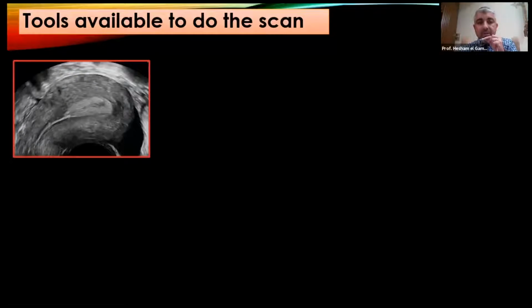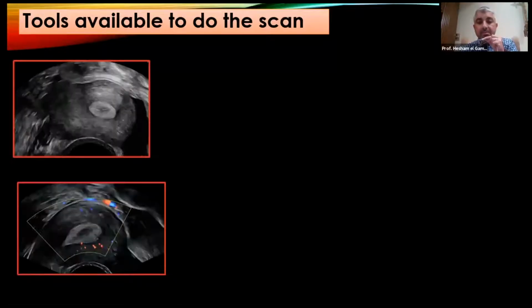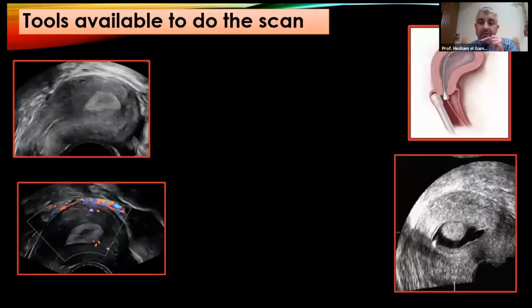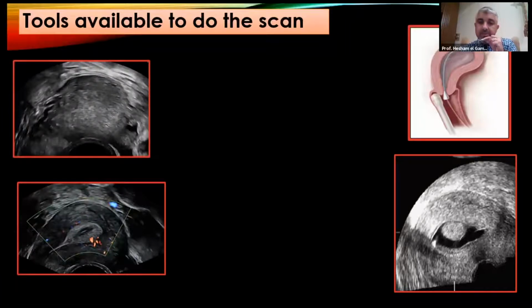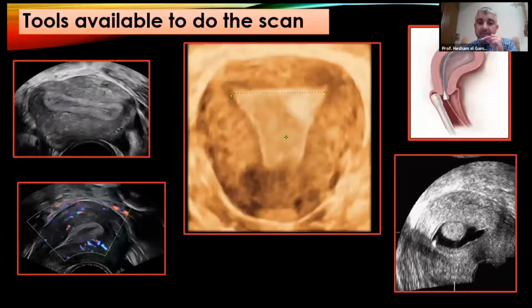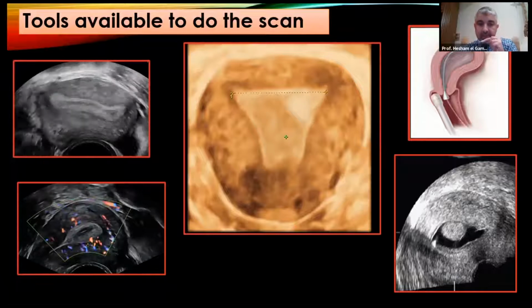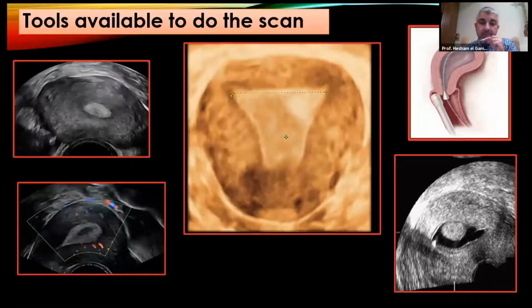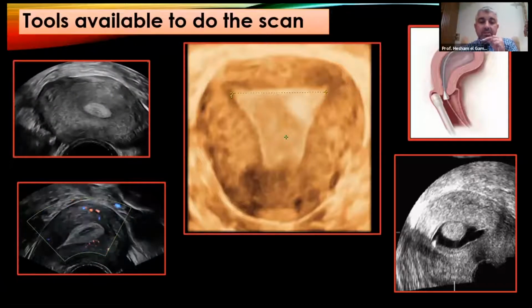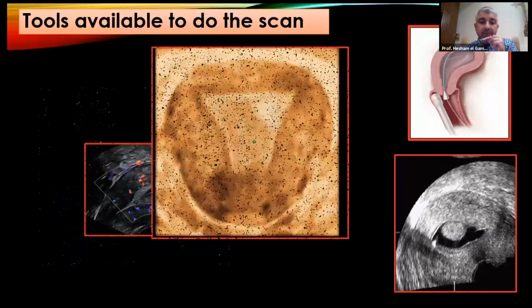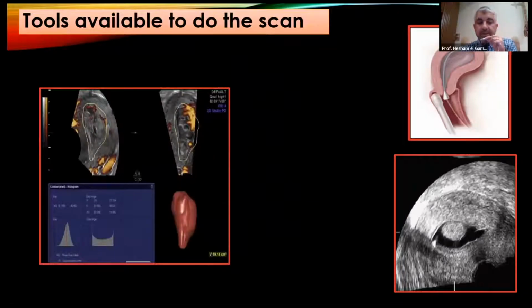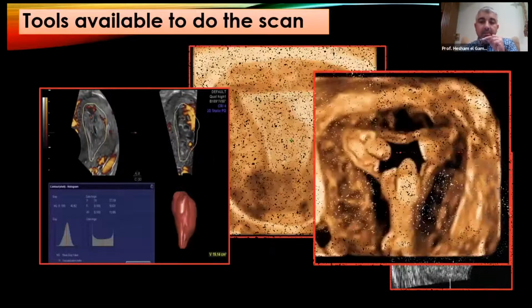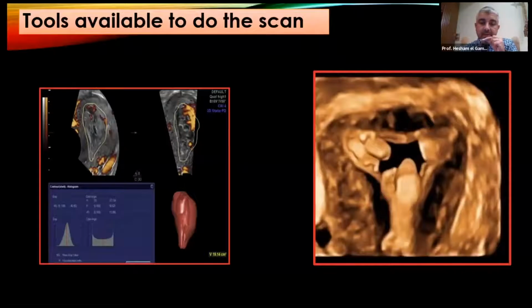Moving on, you have to know what tools you have in ultrasound. You have 2D ultrasound scans, you have color Doppler, you can utilize saline infusion sonography to evaluate the uterus and the tubes. And of course, if you are fortunate enough and have a 3D modality in your machine, you use it and you have a combination of these things together. So we have color 3D power Doppler, and you combine saline infusion sonography with 3D and you get these nice images of the cavity or pathologies inside.